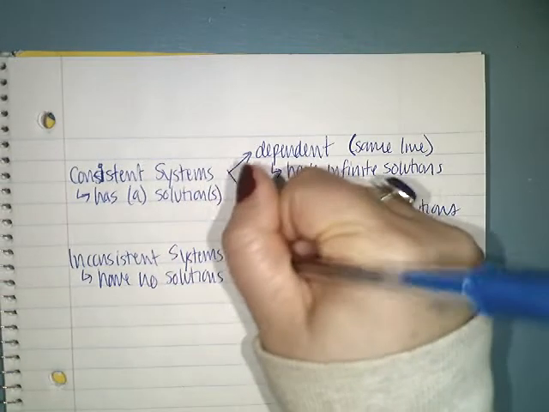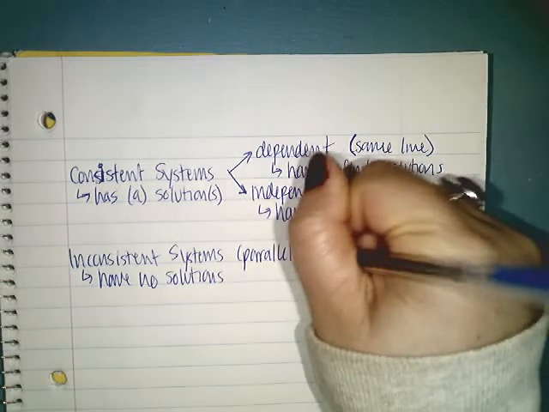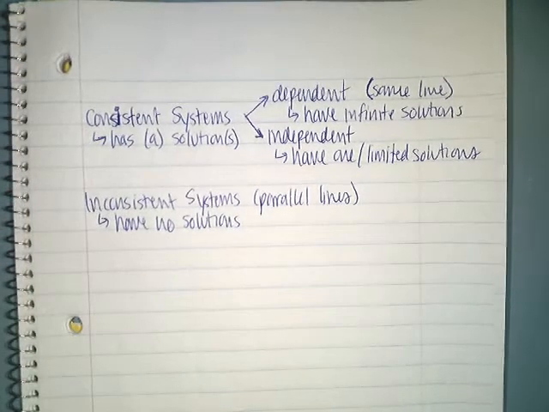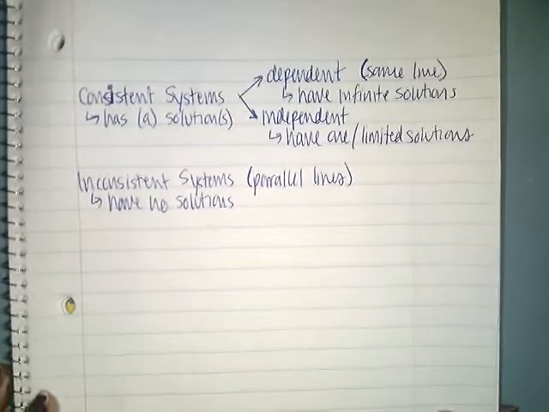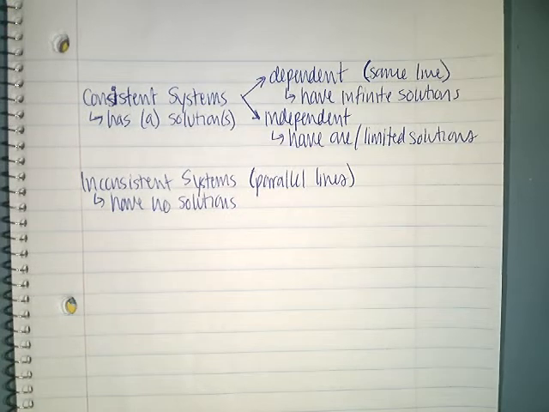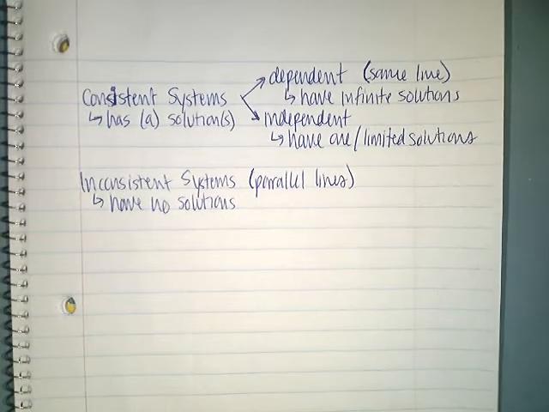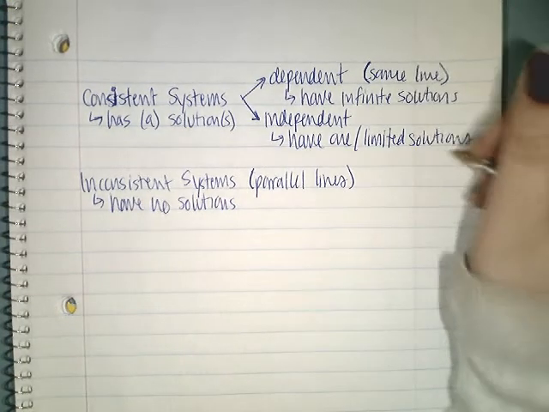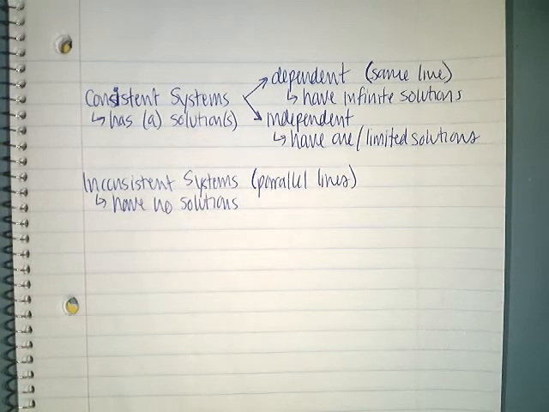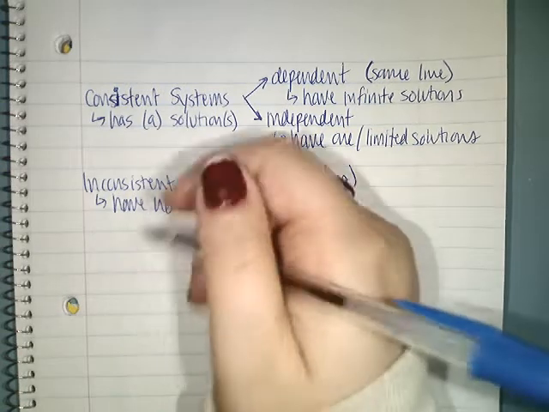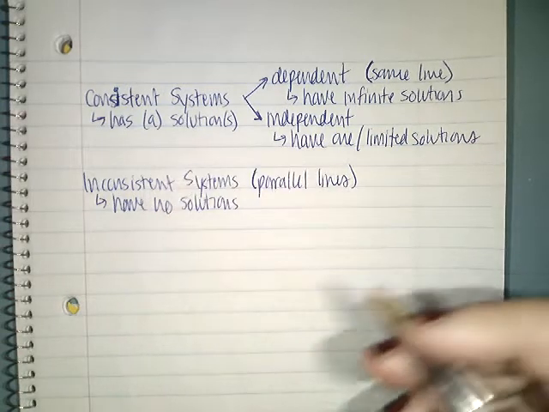They are just parallel lines. So inconsistent systems are parallel lines because there's no place that they will ever intersect. There's no point that will make both equations true. So if we have independent, they're just intersecting at one point, coinciding is the same. So I'll draw a few more examples.